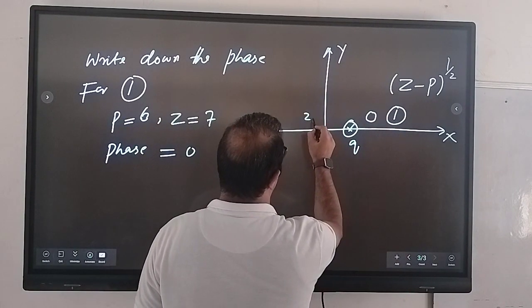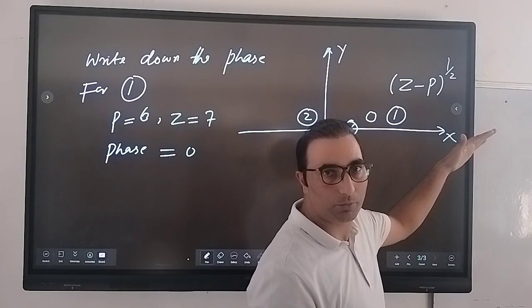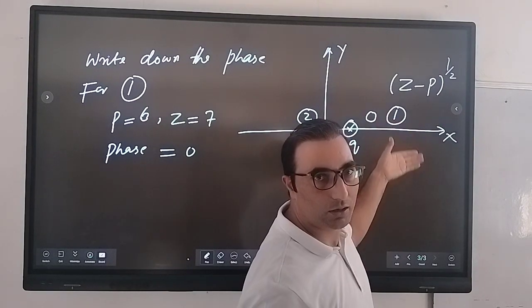Now the second region is this one. Here the phase, or you can say the argument theta, will be 0 here above the real axis.